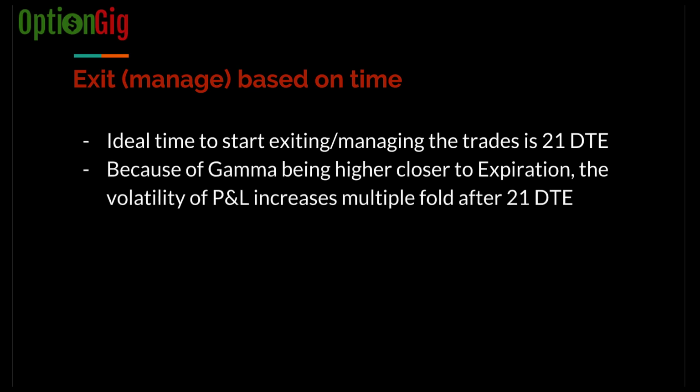Why? We want to manage before 21 days to expiration because the gamma, that's an option Greek, becomes higher and higher closer to expiration, which means even a small move in the stock price will cause large moves in your portfolio P&L. So to reduce the volatility of the P&L, we want to manage it before 21 days to expiration.